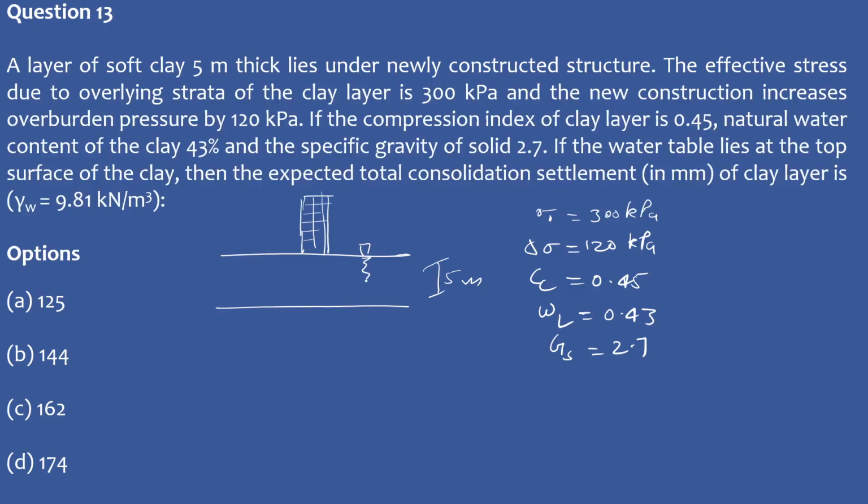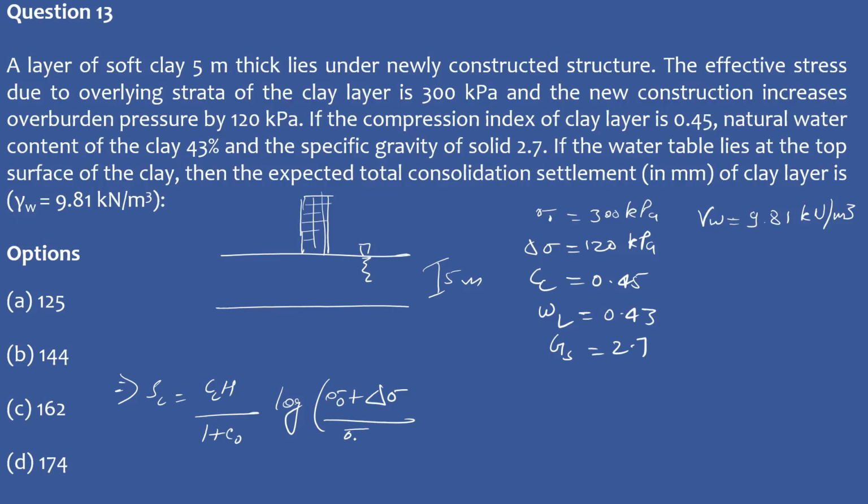If the water table lies, then the expected total consolidation of the clay layer is, and your gamma W is 9.81 kilonewton per meter cube, right? So you need to calculate the total consolidation settlement. So Hc is your Cc H upon 1 plus e naught, log of sigma naught plus delta sigma upon sigma naught. So Cc is your 0.45, thickness is given as 5 meter, 1 plus e naught.